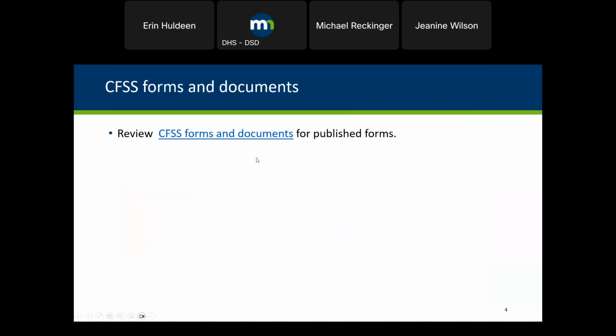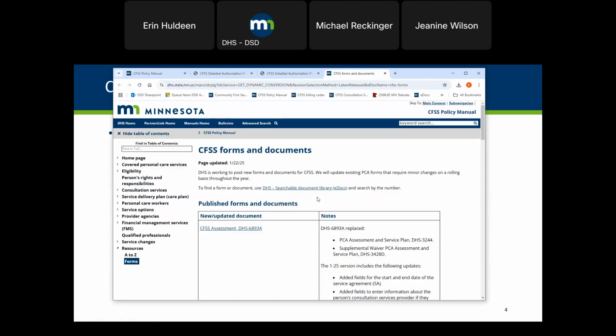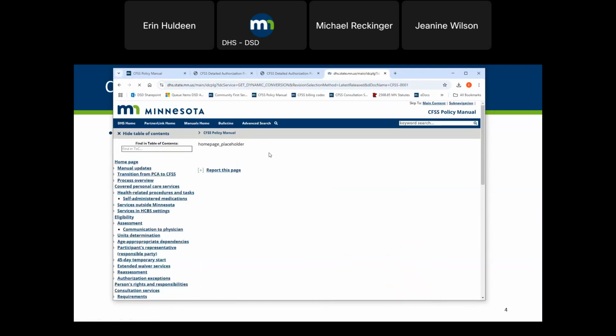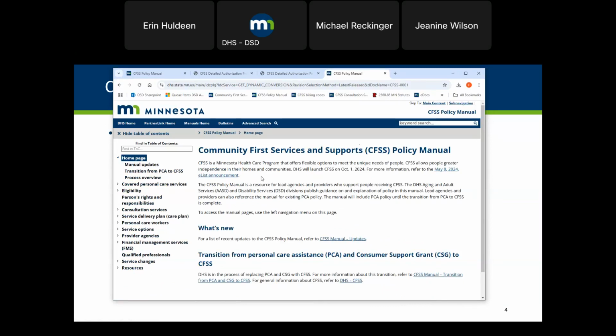Okay, so this is just some helpful forms and documents that we've published for CFSS that you might find helpful to look at. So I'll go ahead and show you what that looks like here. So this is in our CFSS policy manual. If you're not familiar, actually, let me just click on this link. The CFSS policy manual here has a whole bunch of information. If you have not yet looked at the CFSS policy manual, please do so.